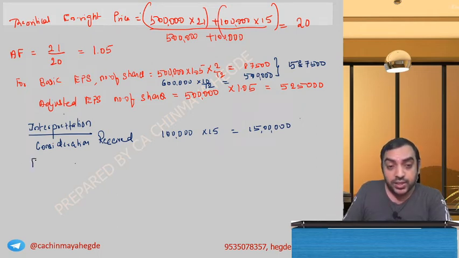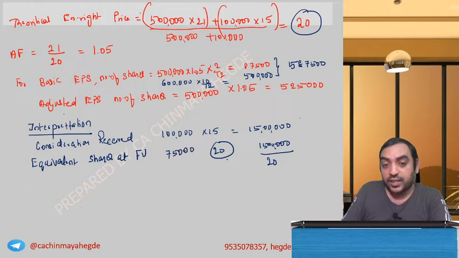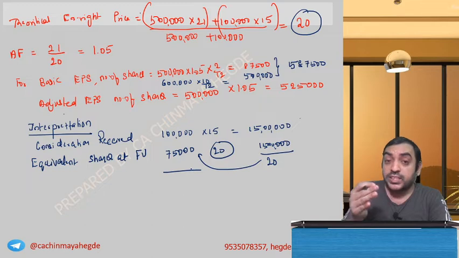Equivalent shares at fair value, same 15 lakh. But you want a fair value of 20 rupees, the ex-rate price. So 15 lakh divided by 20 means you get 75,000 shares. So you are supposed to receive 75,000 at fair value, but you received 1 lakh being a shareholder. So what is the additional shares issued?